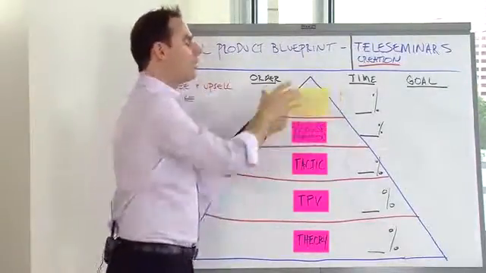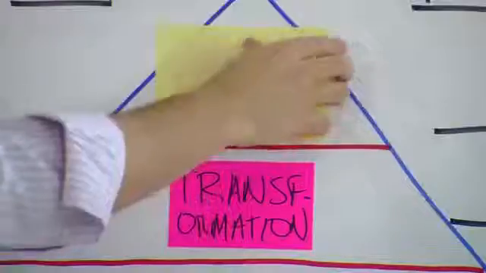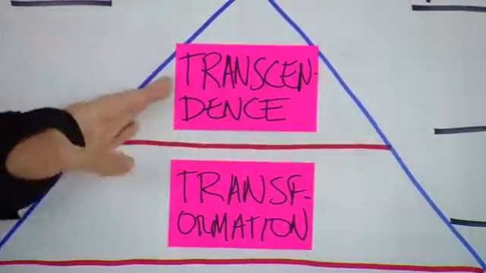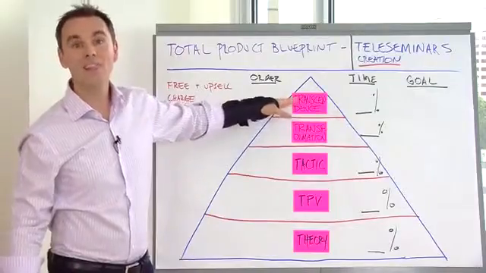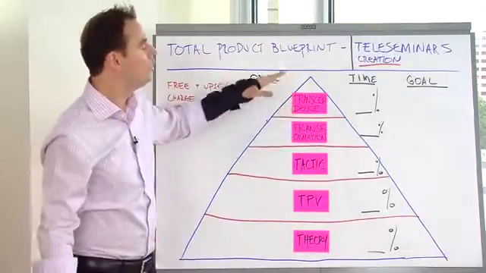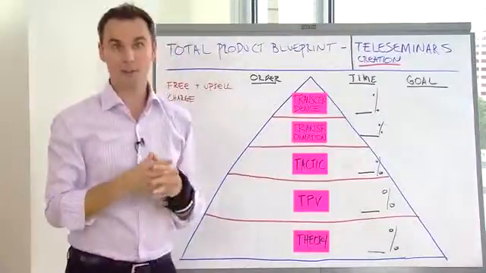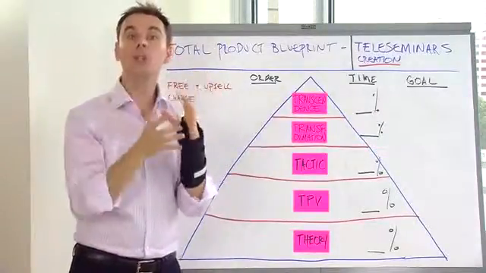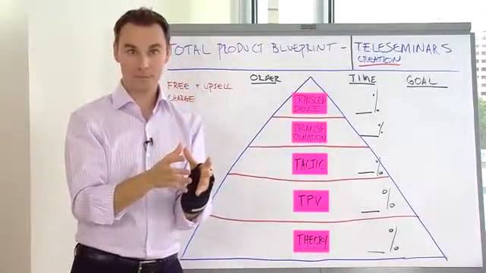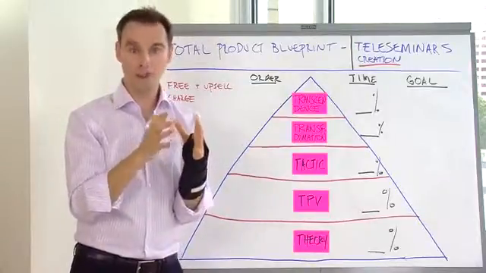The ultimate model and the ultimate purpose of great content is to get them to the level of transcendence. This is where you use your content to help people lift out of and above their current context. This is very, very powerful.